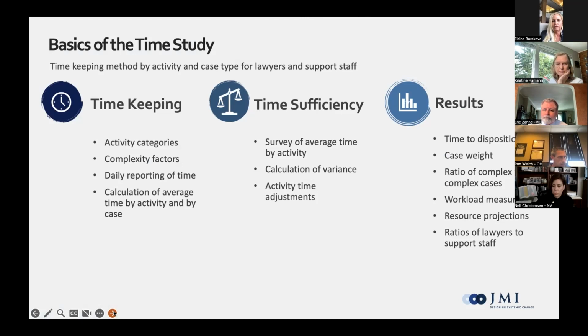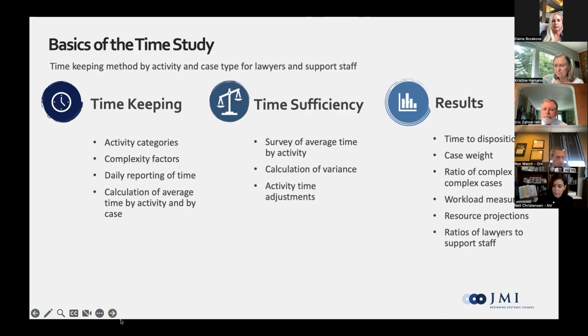So a timekeeping study basically tracks time by different types of activities. So case preparation, case filing, post-adjudication, trial. It allows us to also take into account complexity factors. Not every case is the same. There are a variety of factors that can impact the complexity, whether it's language barriers, whether it's multiple defendants, whether it's competency issues. One study I did, it was one particular defense attorney that everybody said was the complicating factor. So there are a variety of complicating factors that can be tailored to a specific jurisdiction.